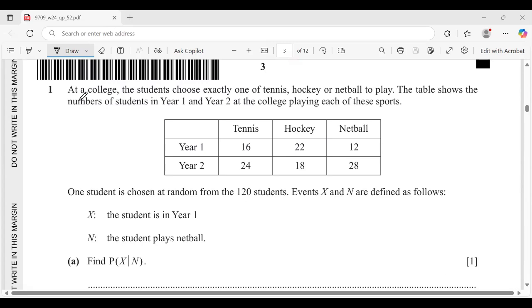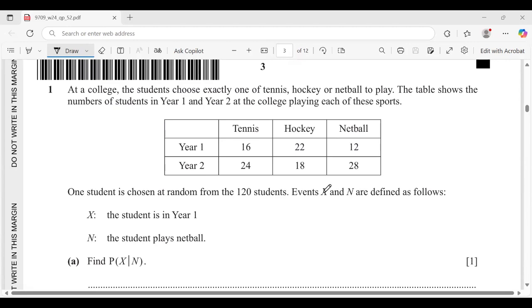Number one, at a college, the students choose exactly one of tennis, hockey, or netball to play. The table shows the numbers of students in year one and year two at the college playing each of the sports. One student is chosen at random from the 120 students.